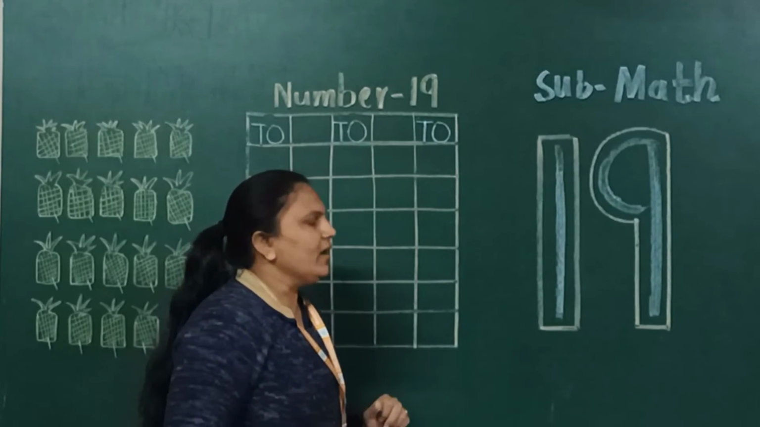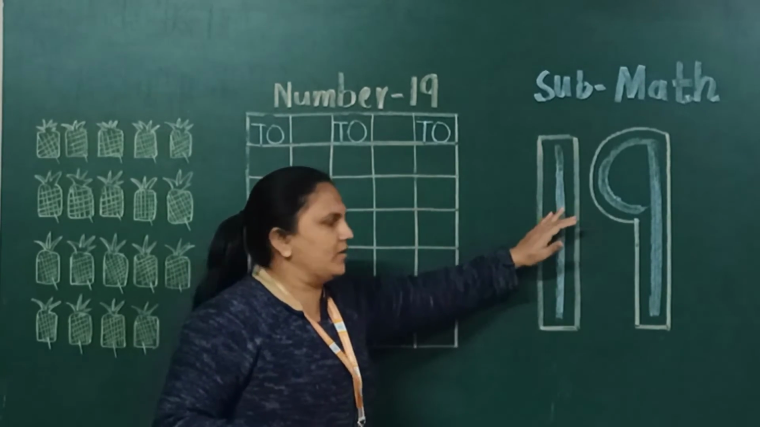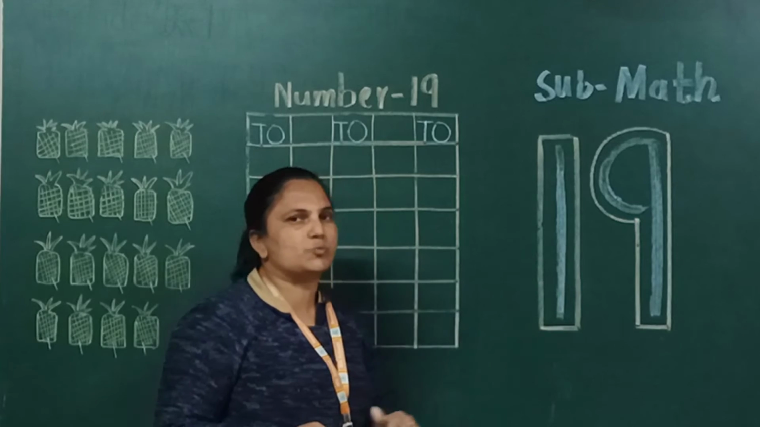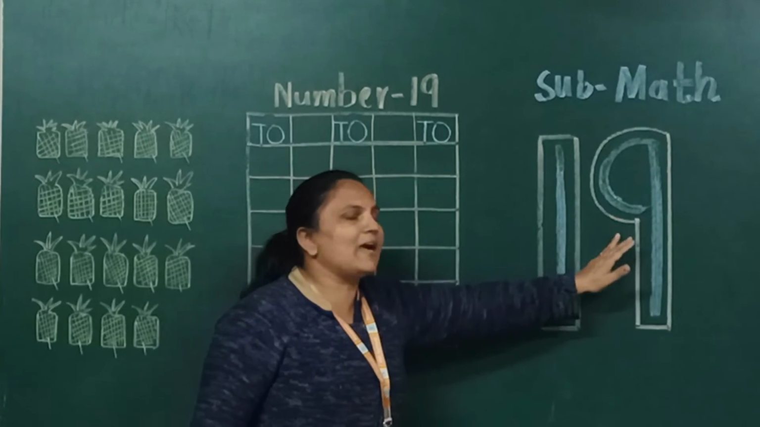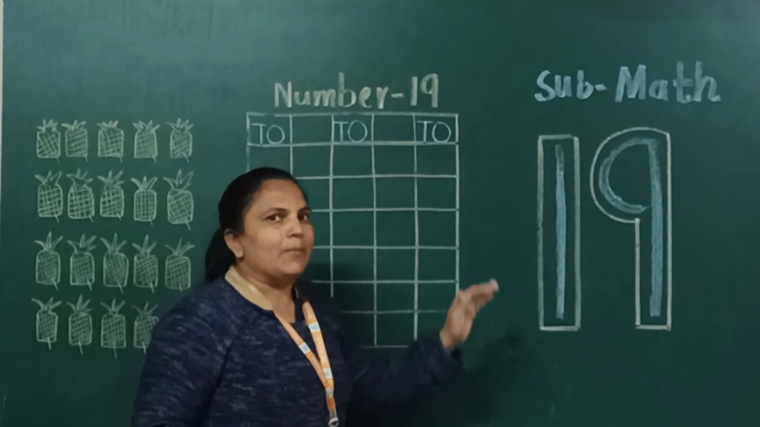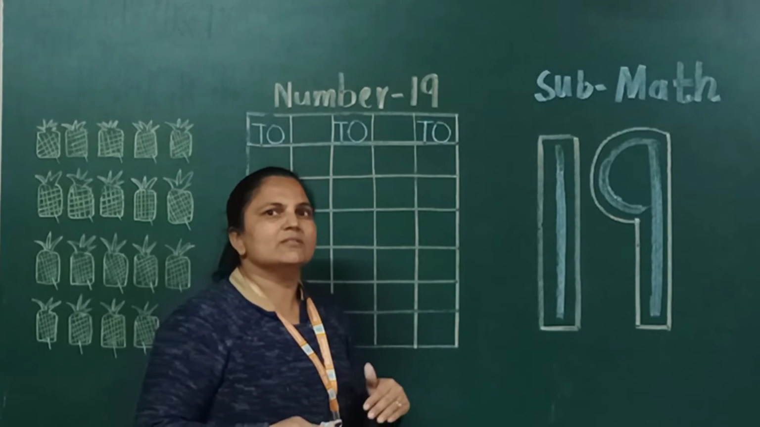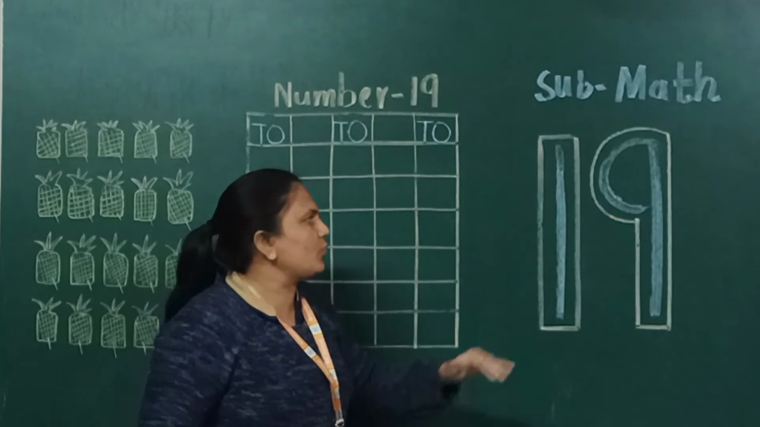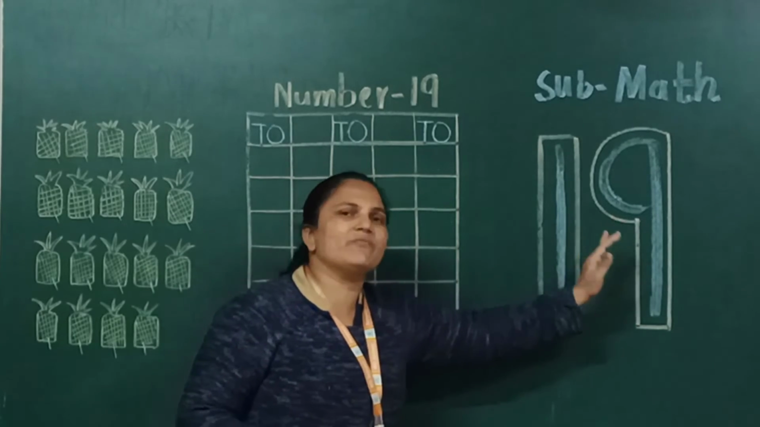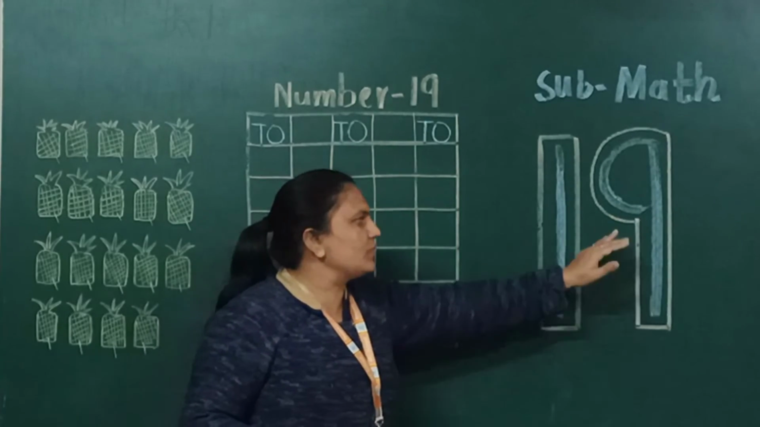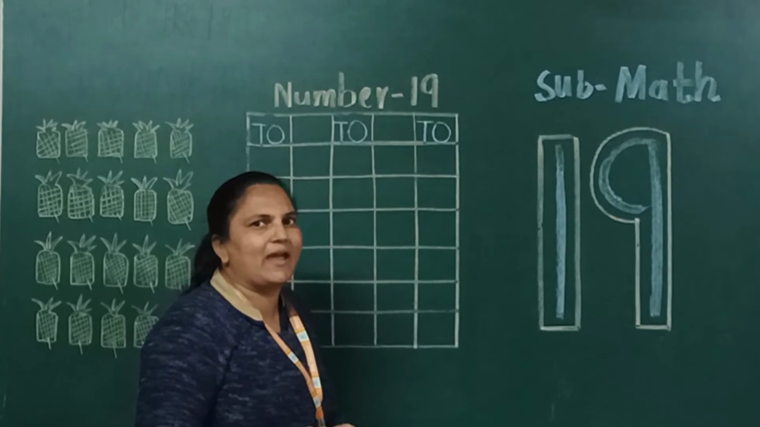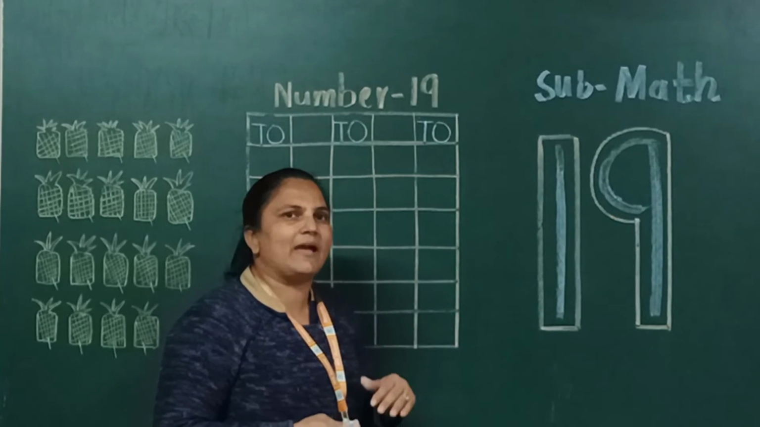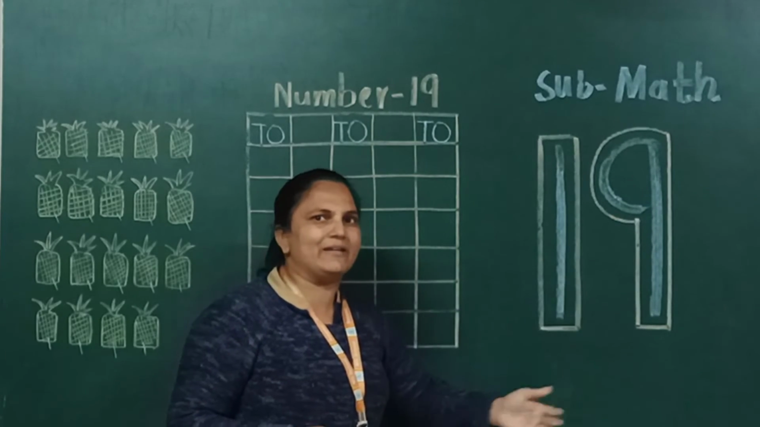1, 9, 19. Okay, whenever you have to speak 1, at that time you have to write 1. Okay, and then you have to speak 9, at that time you have to write 9. Because 1, 9, 19. First we have to speak 1. Okay, so we will write 1. And then we have to speak 9. So we will write 9. पहले क्या बोलते हैं? 1. So हम पहले 1 लिखेंगे. And then 9. So बाद में 9 लिखेंगे.